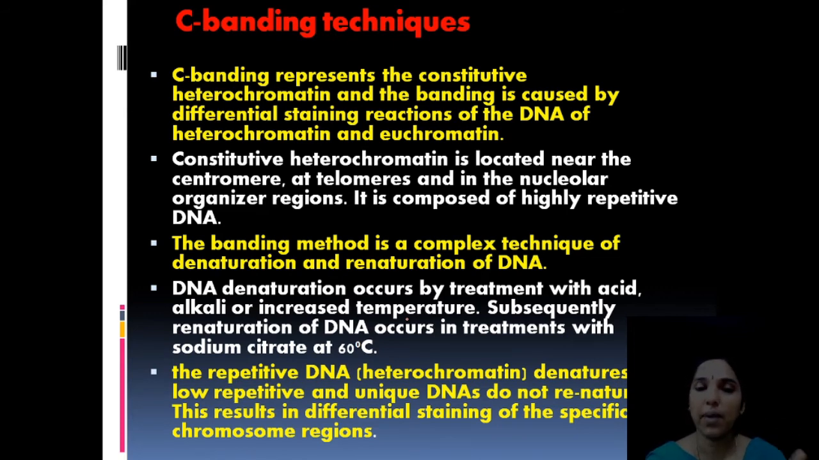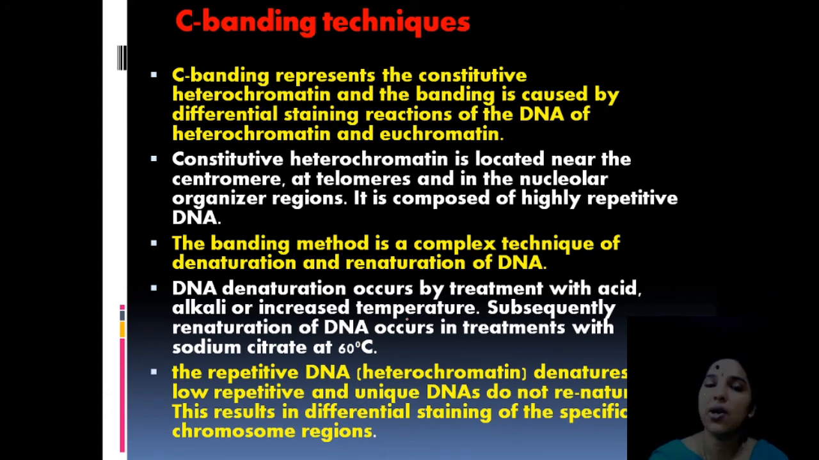And this method is a complex technique where we need denaturation and renaturation of DNA. Simply you can't stain; there are some pre-steps, denaturation and renaturation of DNA. Then you apply the stain. DNA denaturation occurs with treatment with acid, first you treat with acid or alkali or increased temperature, to break the bonds. Then subsequently renaturation occurs with treatment with sodium citrate at 60 degrees centigrade. So first denaturation by acid, alkali or temperature treatment, then renaturation with sodium citrate at 60 degrees centigrade. This is a very important procedure in the C-banding technique.